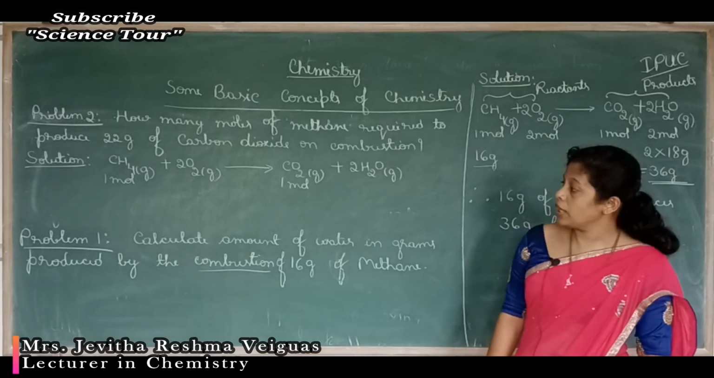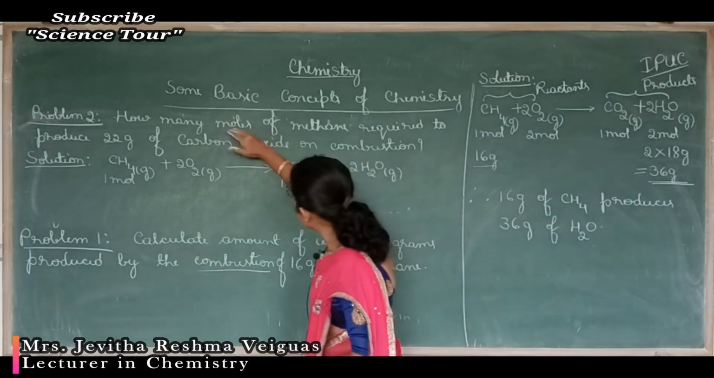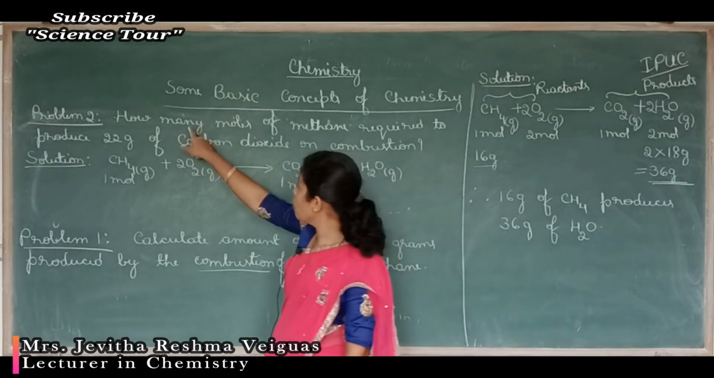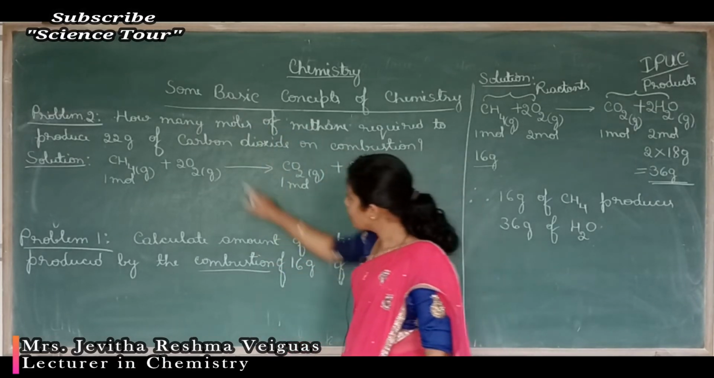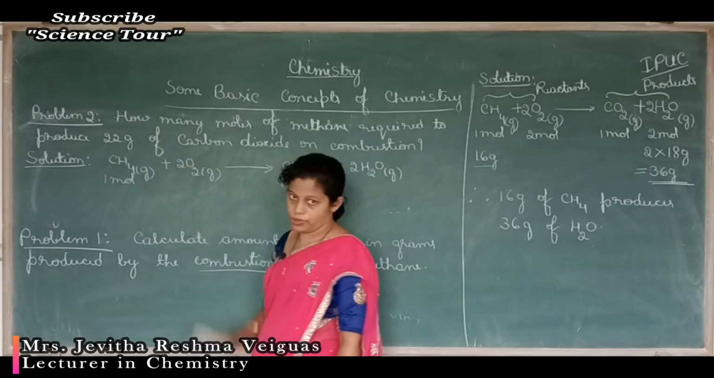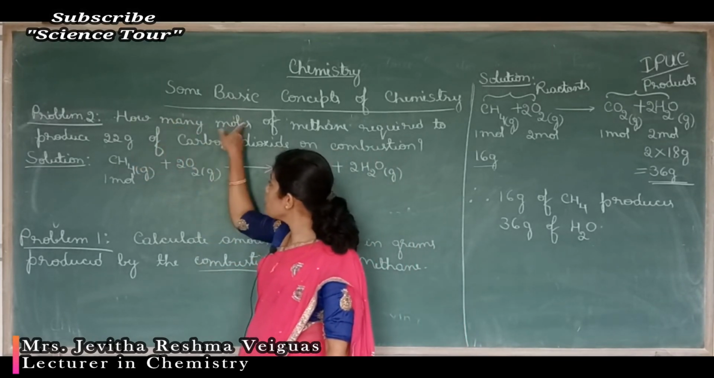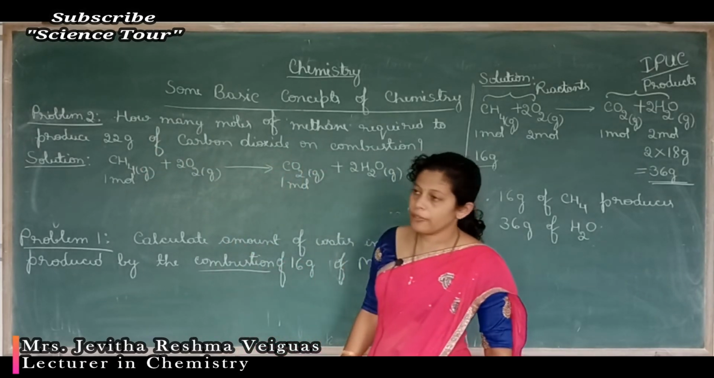1 mole methane gives 1 mole carbon dioxide. Let's keep methane in number of moles only. Why? Because we want to calculate number of moles of methane. But let's convert number of moles of carbon dioxide into mass, because we want to know how many moles of methane are required to produce 22 grams of carbon dioxide.